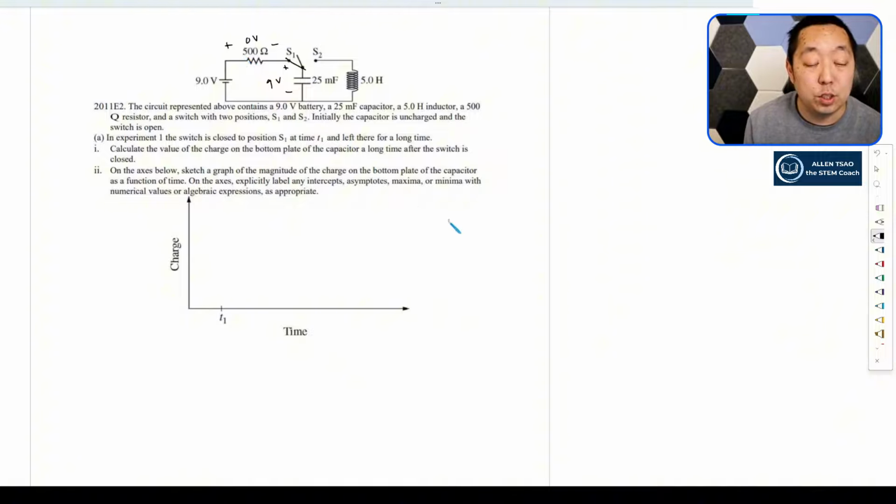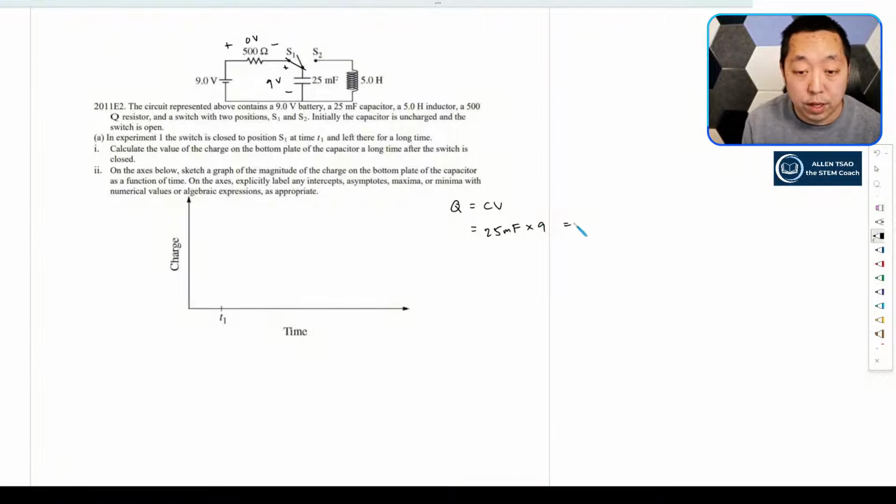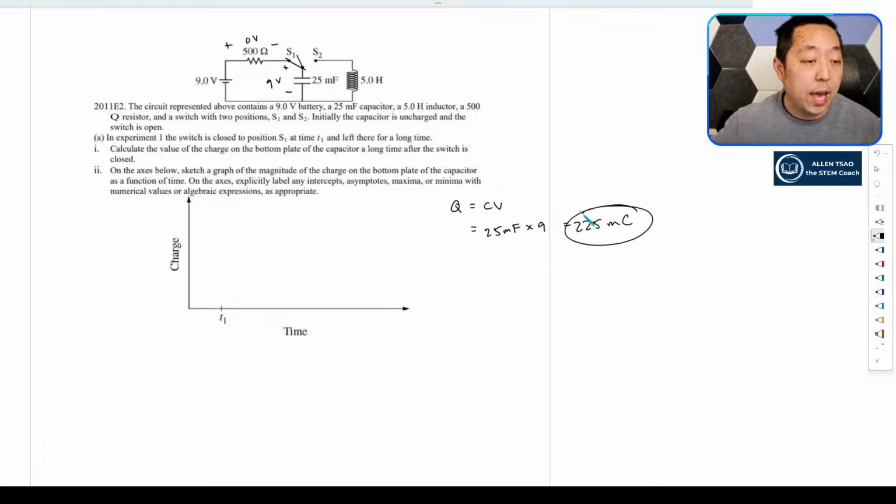So we know the voltage across the capacitor, and Q is equal to CV. So we just take the 25 millifarad times 9 volts. And what is that? 225? 9 times 25 is 225. And this would be millicoulombs. That would be the charge on the capacitor. So that's part 1. On the axis below, sketch a graph of the magnitude of the charge of the bottom plate of the capacitor as a function of time.